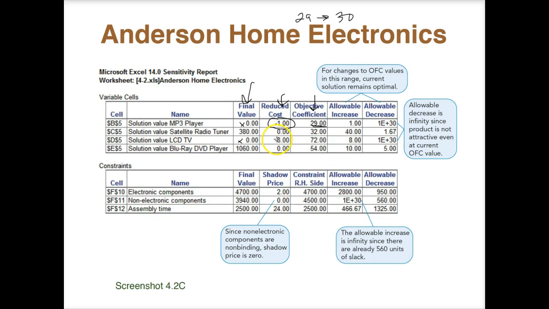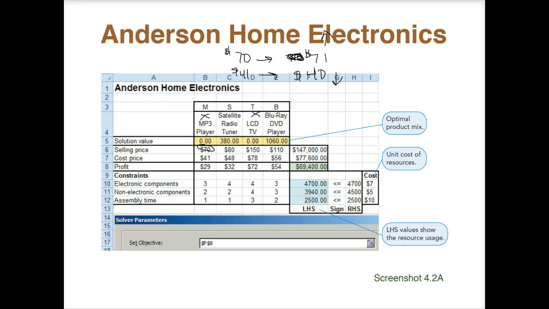Of course, for the LCD TV, we see that the reduced cost is $8. So if we come back here, that's telling us that we got to take this profit here of $72, and we're going to have to increase that to $80. And we can do that one or two ways. We need to take our selling price here, which is $150, and bump that up by $8.